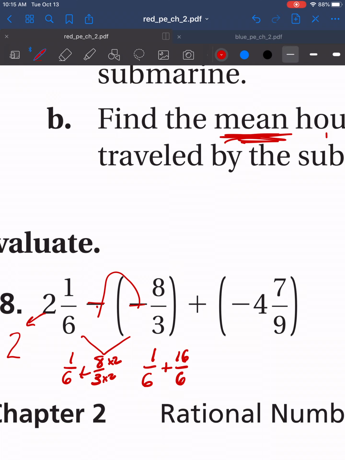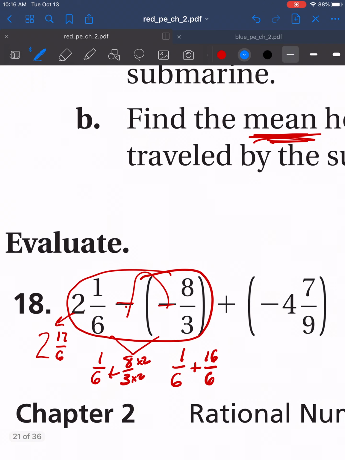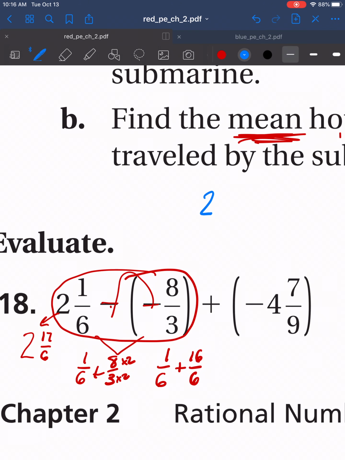Okay, so now I just add them. That would be 17/6. So I have 2 17/6. Now I'm not going to worry about that too much. I know that that's an improper fraction and everything, but we can worry about that at the end, okay? So I already know that I added all this up and I got 2 17/6. So now we got to add negative 4 7/9 to it. I'm going to go ahead and change my color so you guys can see this better, okay? So I've got 2 17/6 plus negative 4 7/9.